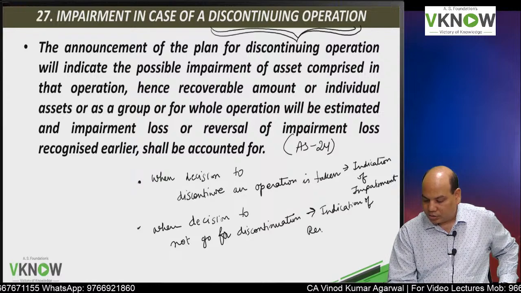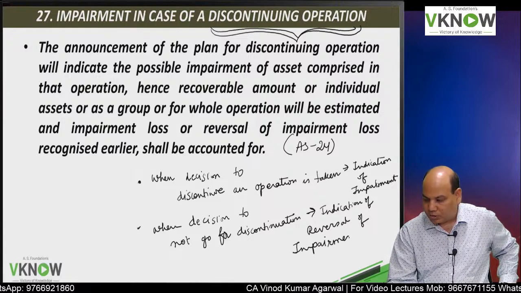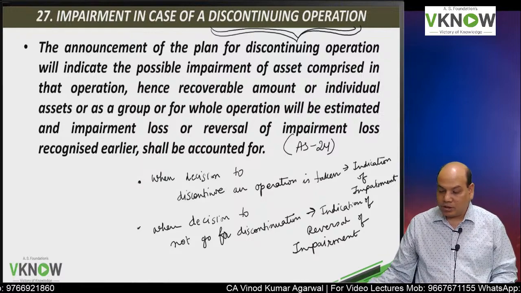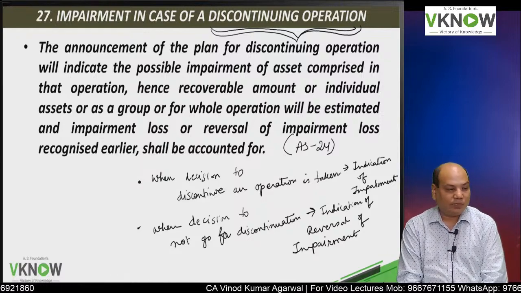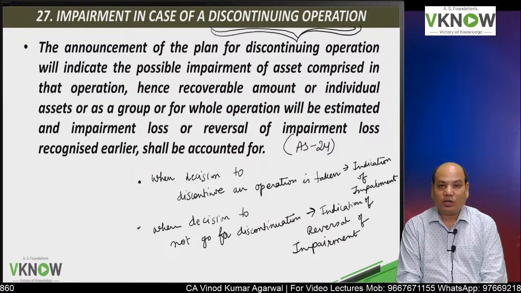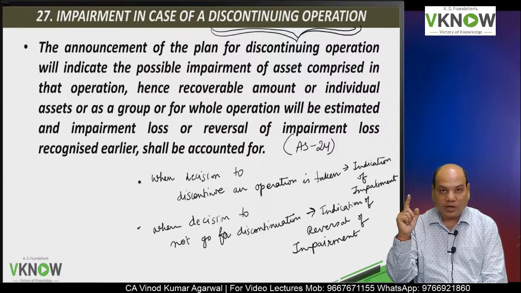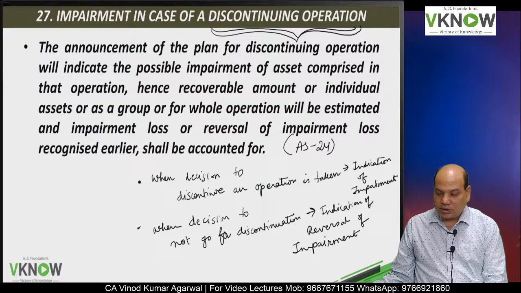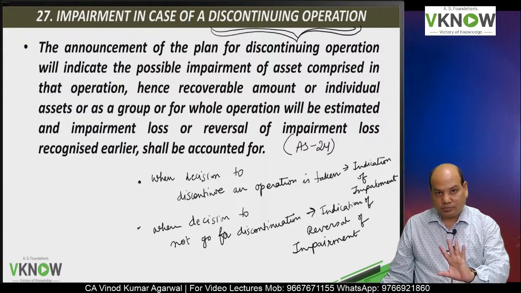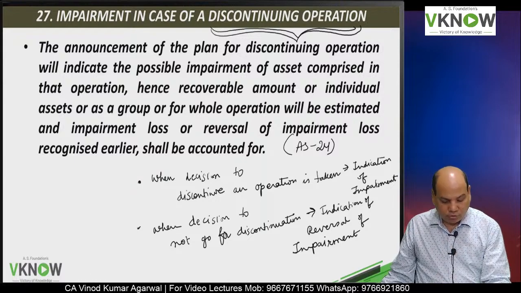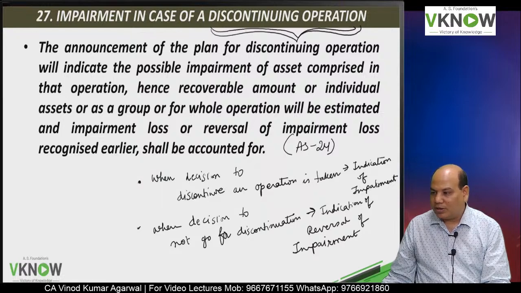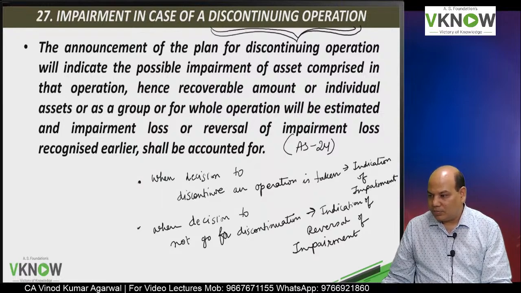It is an indication of reversal of impairment. If a company wants to discontinue an operation, it is an indication of impairment. But if the company decides that we are going to continue, we believe in ourselves, we want to continue, refer AS 24, and that is an indication that there is a reversal of impairment, and you will have to sit down and apply the reversal of impairment provisions.